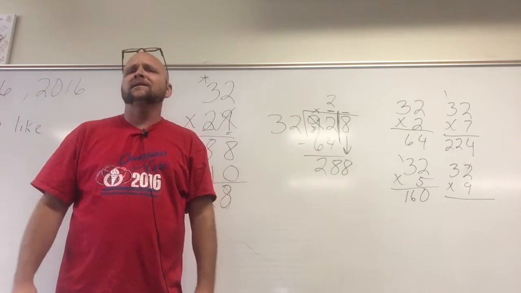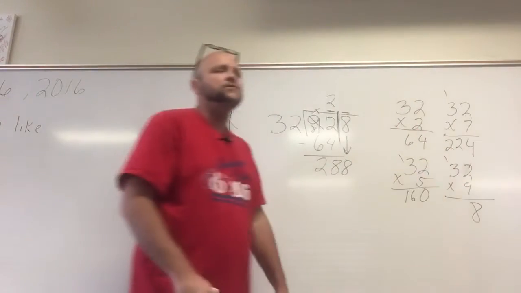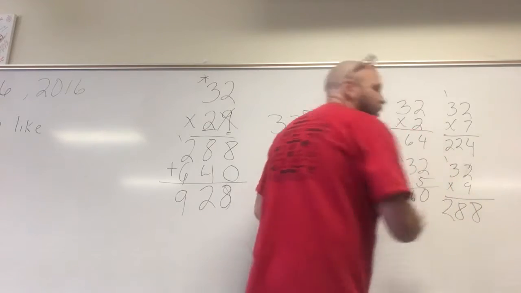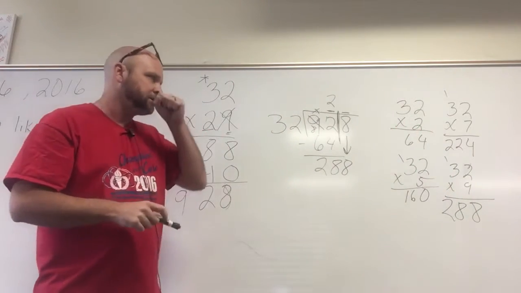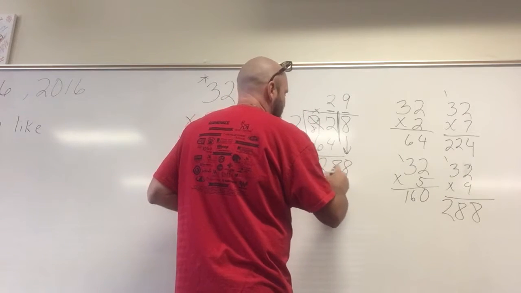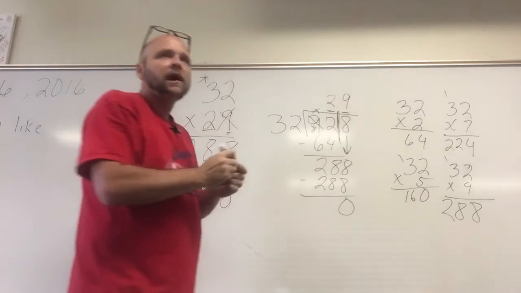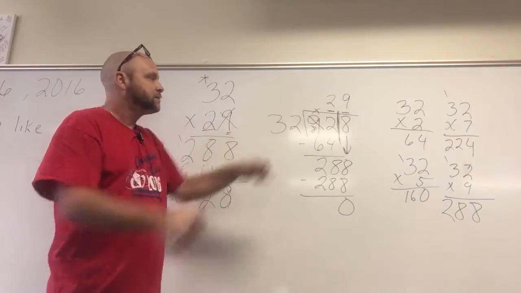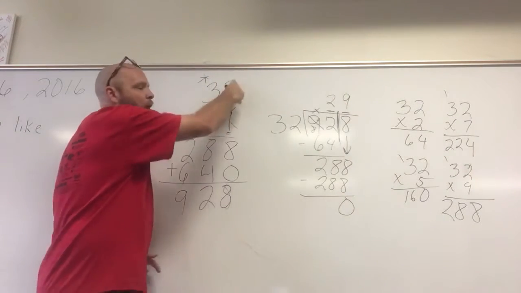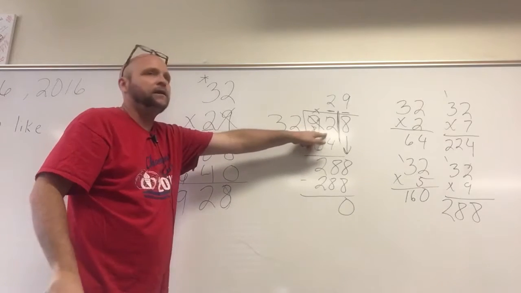And see, 9 times 2 is 18. 8, carry my 1. 9 times 3 is 27, plus 1 is 28. Is this going to work? Yes. So my answer here would be 9. It would be 288. I would subtract. I'd get 0. I know I'm right because this factor times this factor equals that quotient, or equals that product, 928.